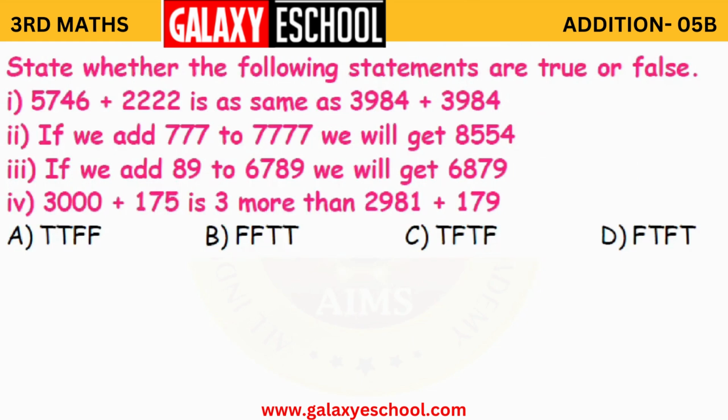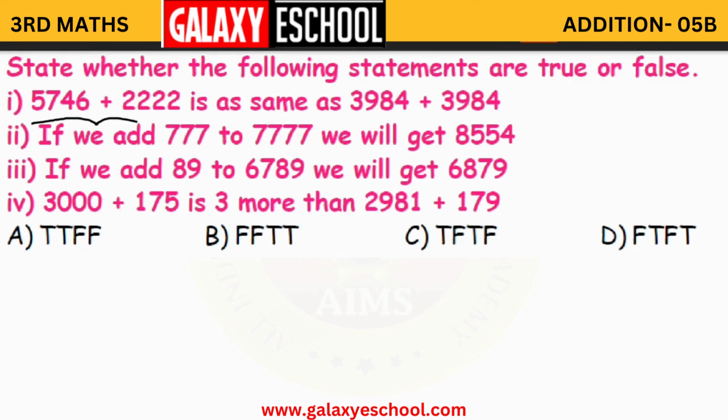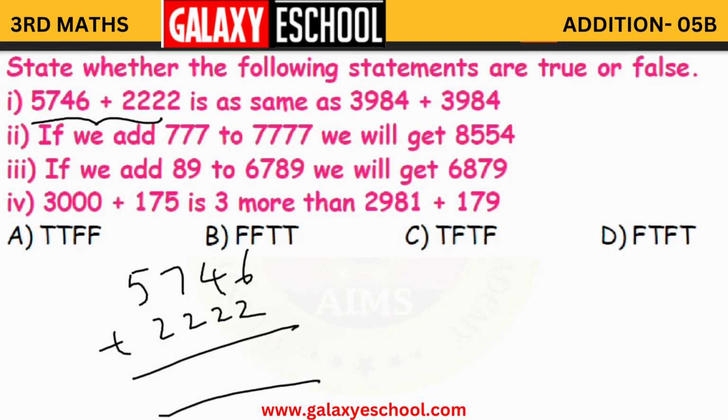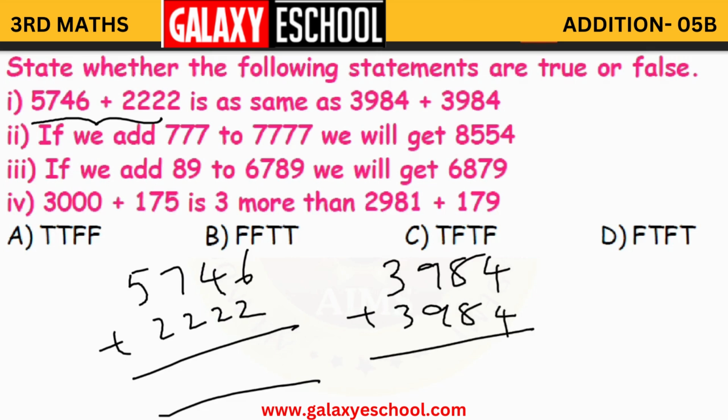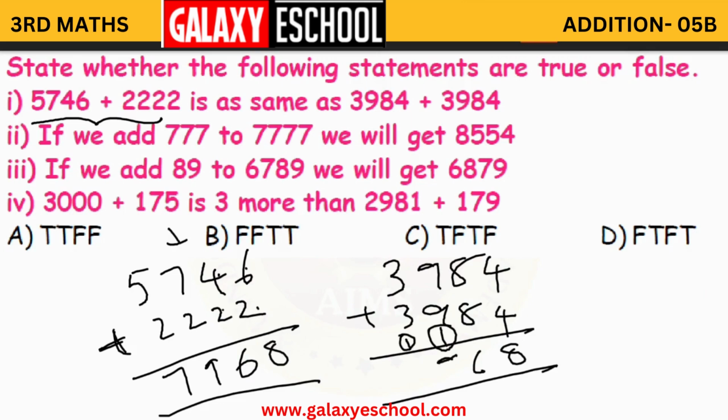Next question. State whether the following statements are true or false. See, the first statement is 5746 plus 2222 is the same as 3984 plus 3984. Now how to solve this? There is only one way to solve this, that is to add both the numbers and see whether their sums are equal. First adding, 6 plus 2 is 8, 4 plus 2 is 6, 9 and 7. Now here 8, 6, 1 carried. This becomes 19 and this is 7. So yes, right, the sums are the same here.